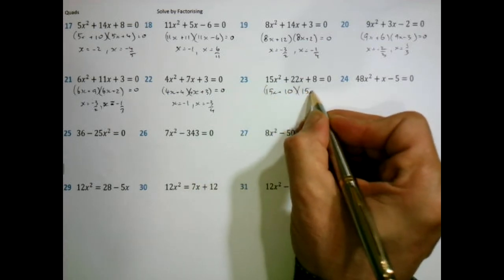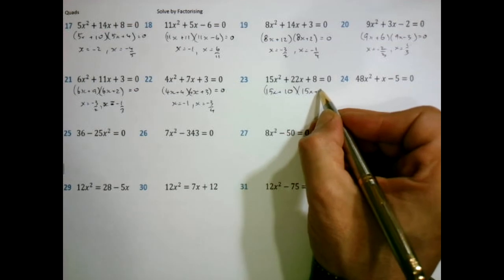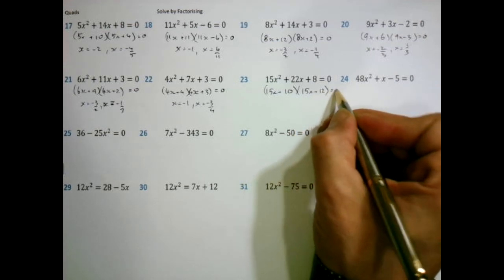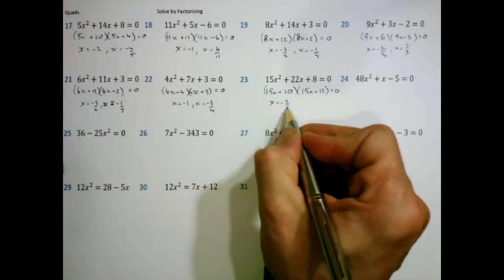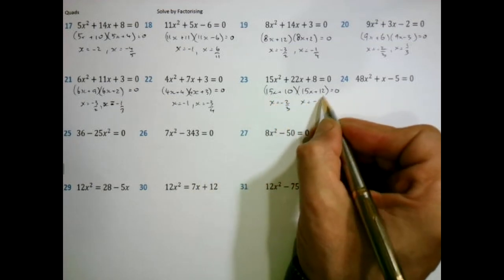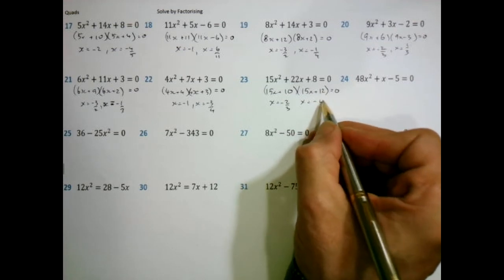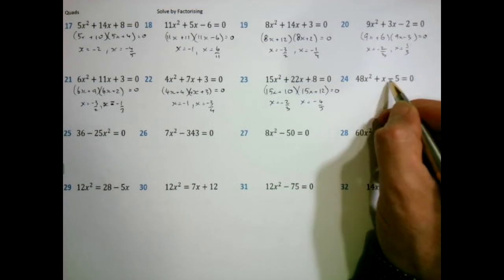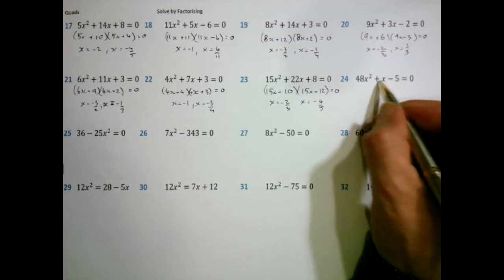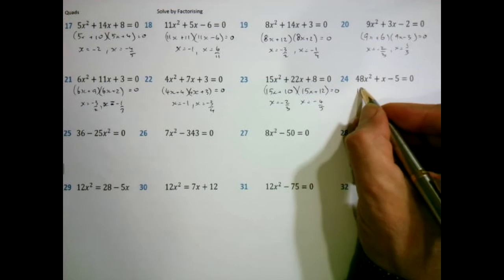15x plus 12. One of them divides by 3, the other one divides by 5. 5 3s are 15. Signs the same, divide plus. X equals minus 2/3. X equals minus 4/5. 48 5s, 240. Factors of 240 with a difference of 1: 15 and 16.